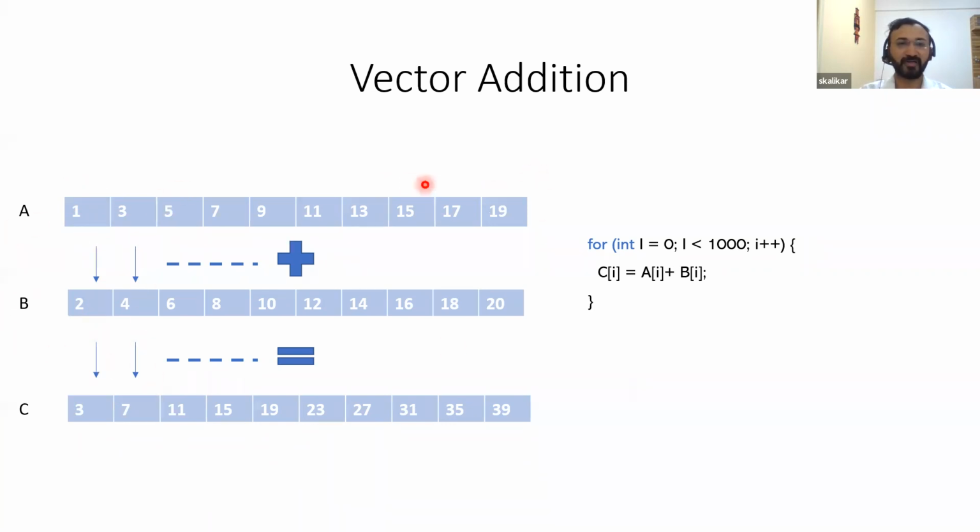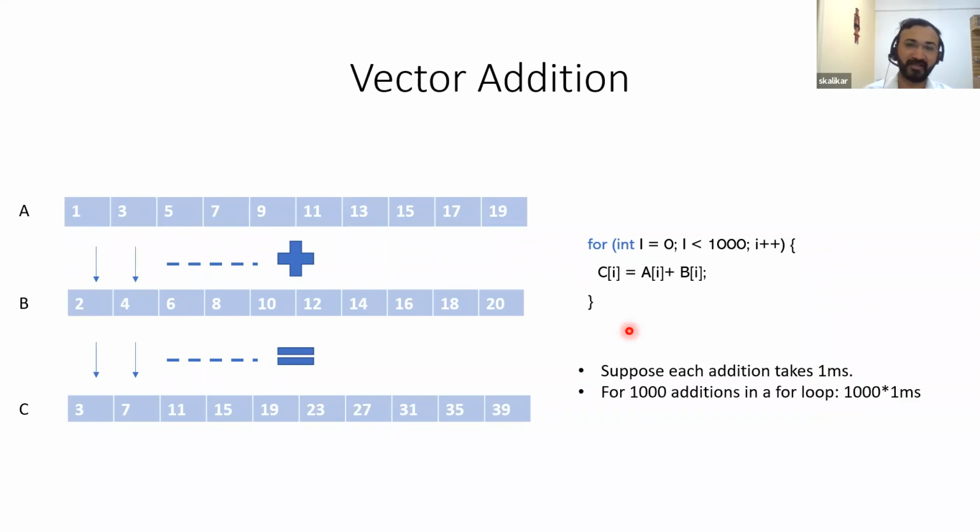Suppose you have a single-threaded program, like a for loop here. That loop goes from 0 to 1000, and in every iteration you are adding A plus B equal to C. Hypothetically, assume that every addition takes 1 millisecond. In practice, it doesn't take that much; it will be very few nanoseconds. But for simplicity of our calculation, let's take 1 millisecond, and you have say 1000 such additions. So this sequential for loop will take 1000 milliseconds, right?